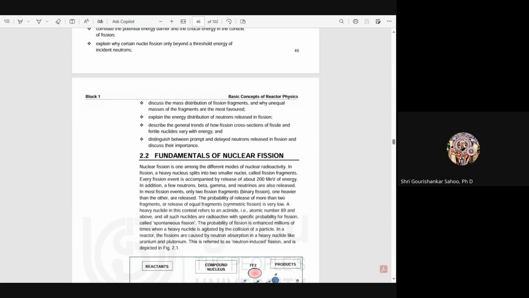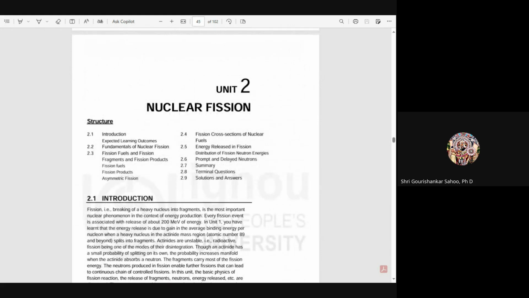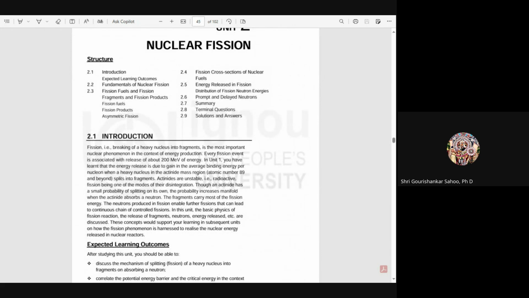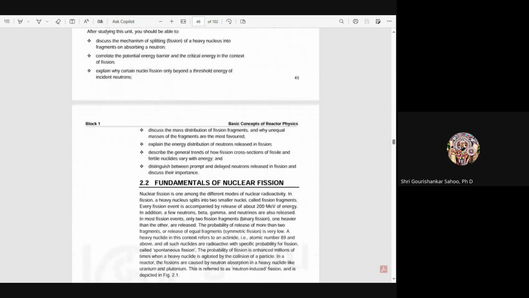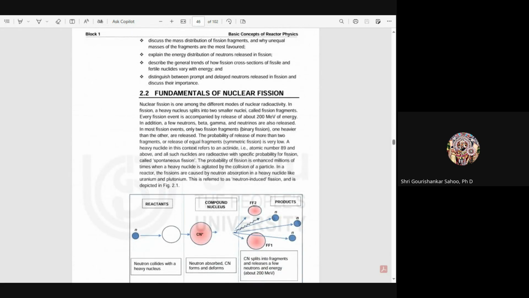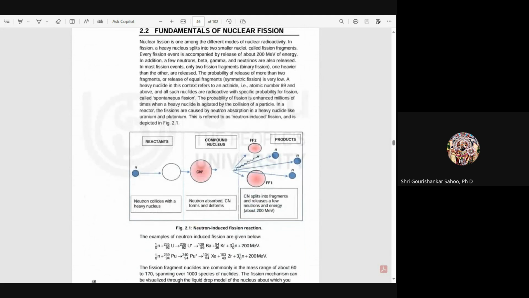Okay, I think you have gone through the terminal questions and SAQs, and nuclear fission is a very important concept which I taught you in the first class, and now I am explaining it to you. If you have any doubt, you can ask.